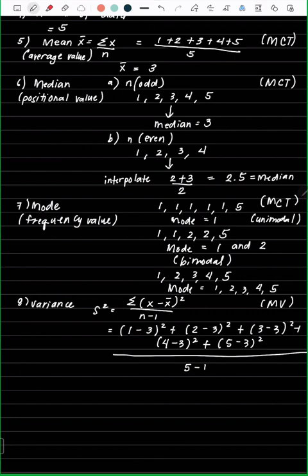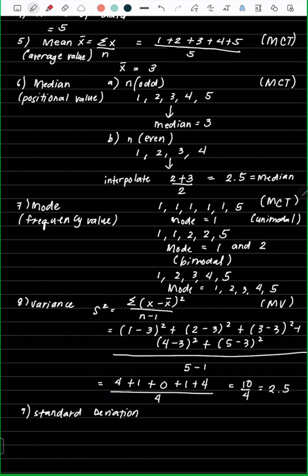All right, so it would look like this. And then you're going to divide it by, our n is 5, so 5 minus 1. Solving this should just be 4 plus 1 plus 0 plus 1 plus 4 over 4, or this is 10 over 4, or this is 2.5. So the value of our variance would be 2.5.